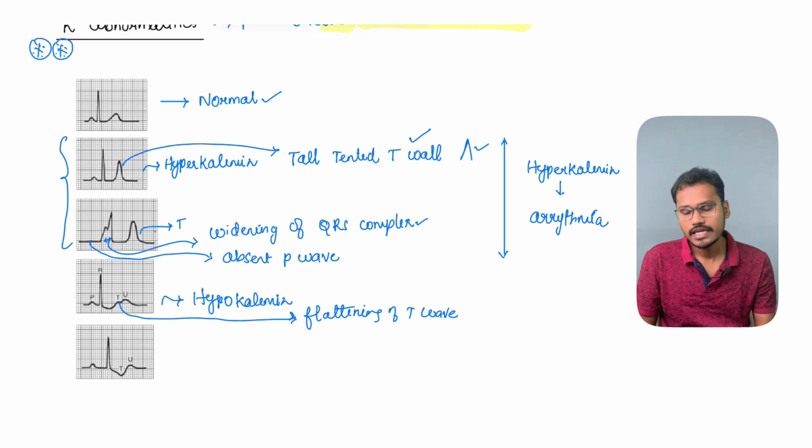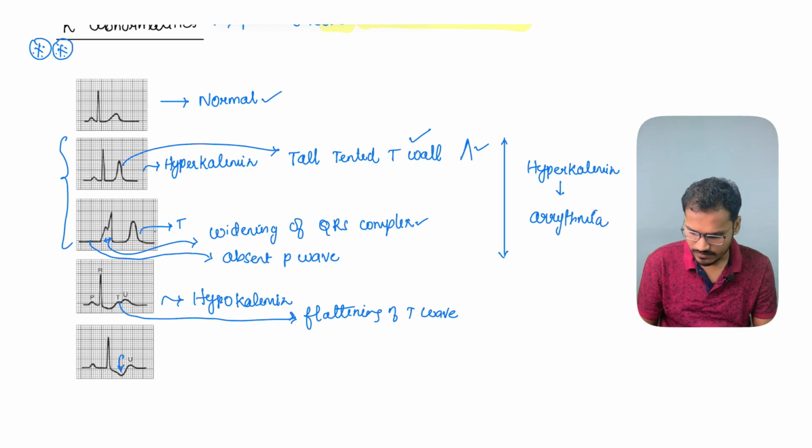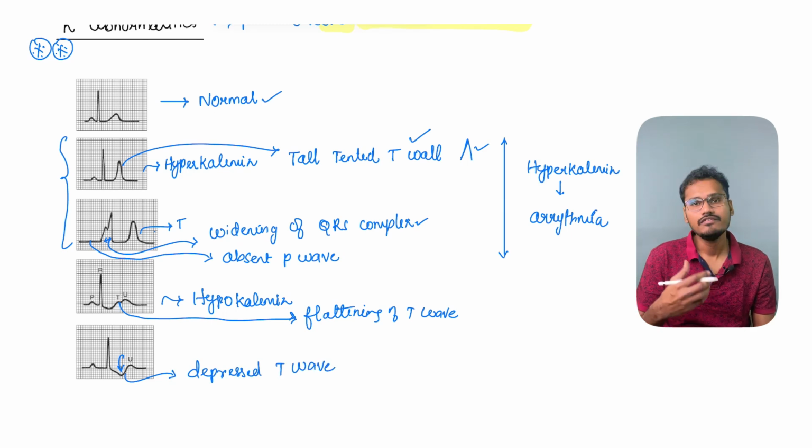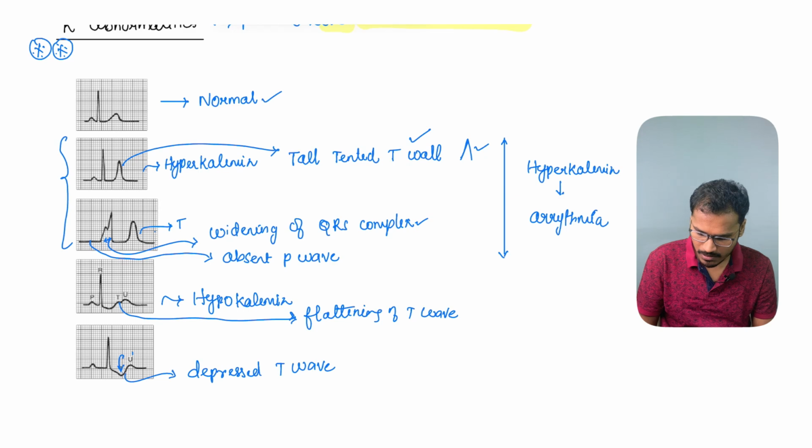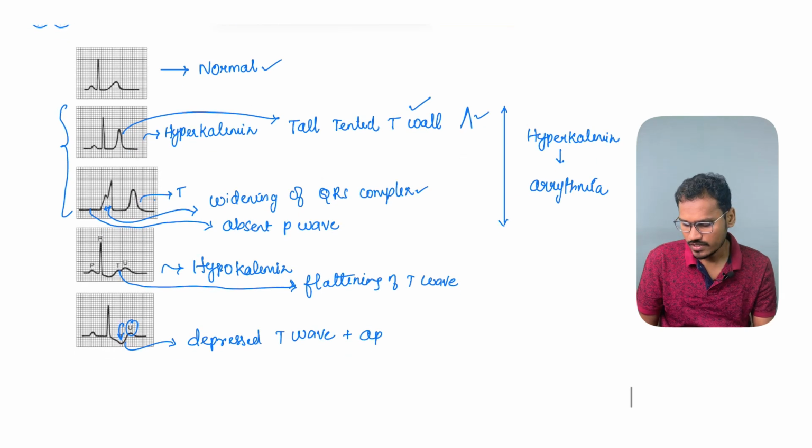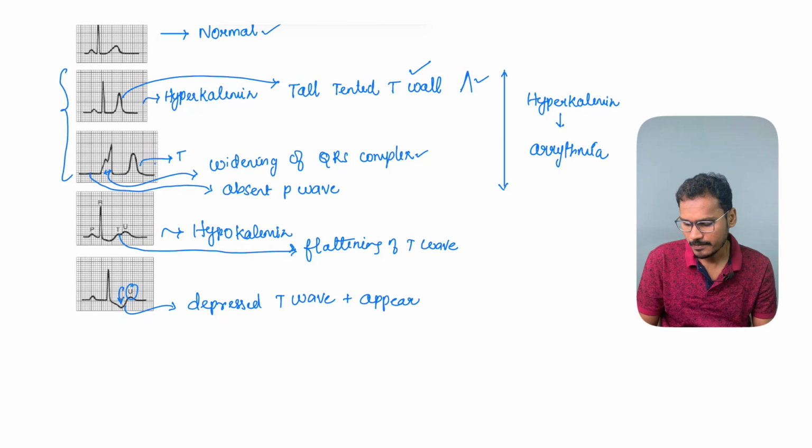If it further increases, what will happen? There will be a depressed T wave. Then if it is further severe, there can be appearance of a U wave. So these are the classical changes in hypokalemia.